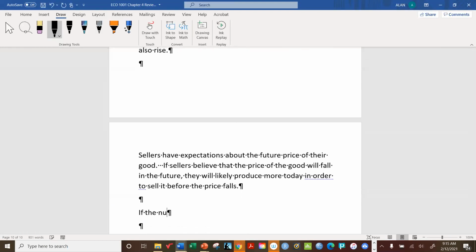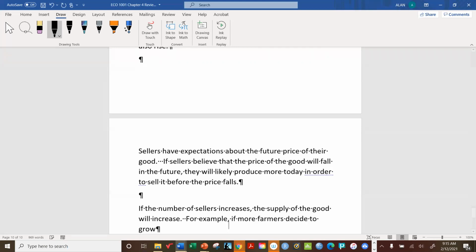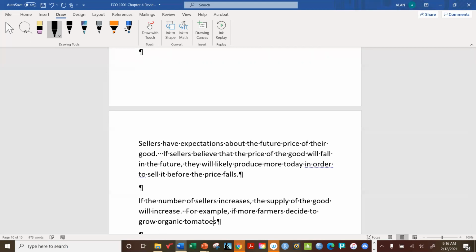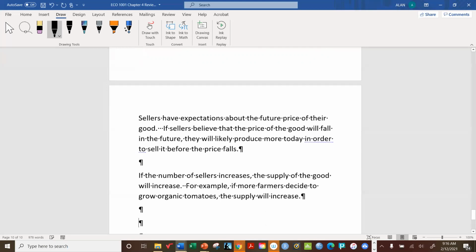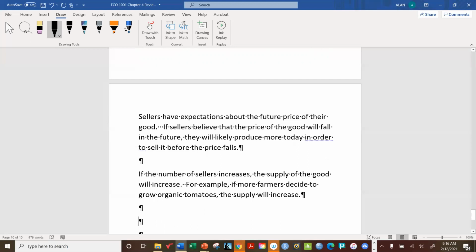And then finally, there was one more, number of sellers, of course. If the number of sellers increases, the supply of the good will increase. It has to. For example, if more farmers decide to grow organic tomatoes, the supply will increase. It's just that simple. Farmers say, people love these organic tomatoes. Maybe we should be in this market too. And there you go. Before you know it, there's a lot more tomatoes available.